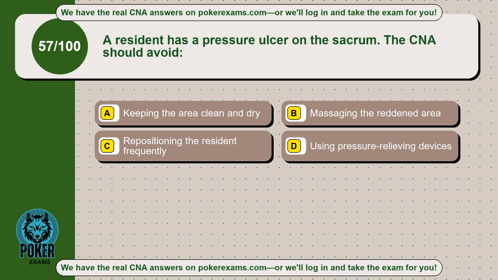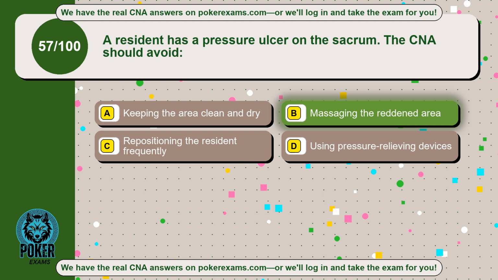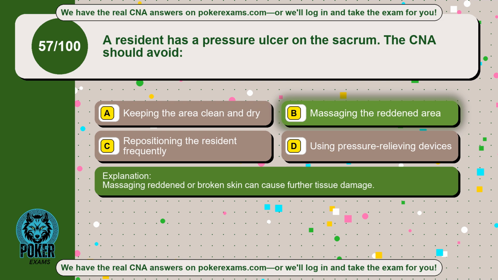Question 57. A resident has a pressure ulcer on the sacrum. The CNA should avoid: Option A, keeping the area clean and dry. Option B, massaging the reddened area. Option C, repositioning the resident frequently. Option D, using pressure relieving devices. The correct answer is option B, massaging the reddened area. Massaging reddened or broken skin can cause further tissue damage.